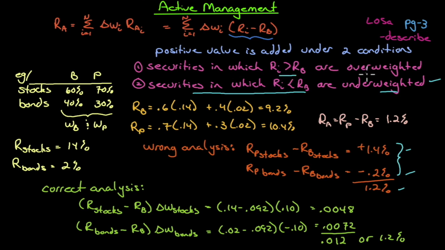RI was greater than RB, and I overweighted. I won on both. You're telling me that I lost on one. That's not true. Here's the right way to do it.